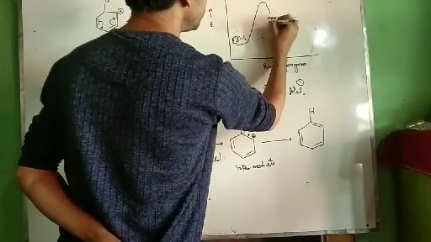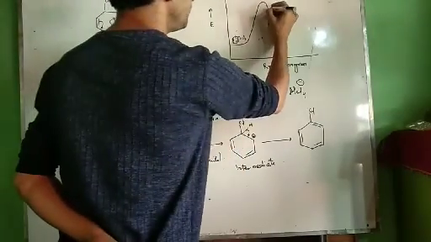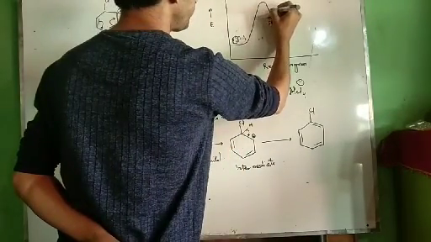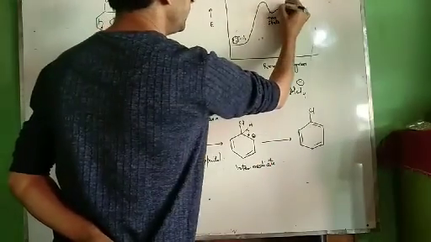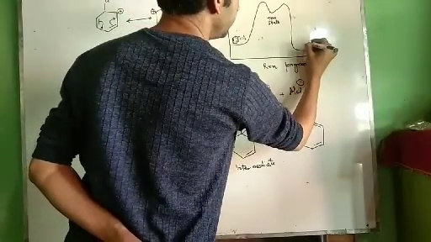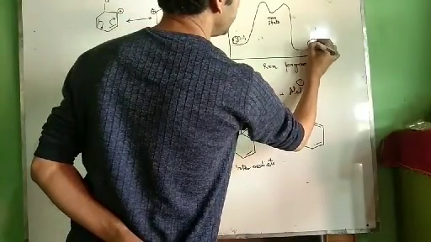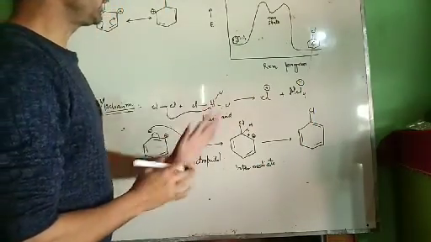Now this transition state has higher energy because it is less stable than this. From this transition state, we will get the product. Our products will have less energy. This is our chlorobenzene. This is the reaction coordinate diagram of this reaction.